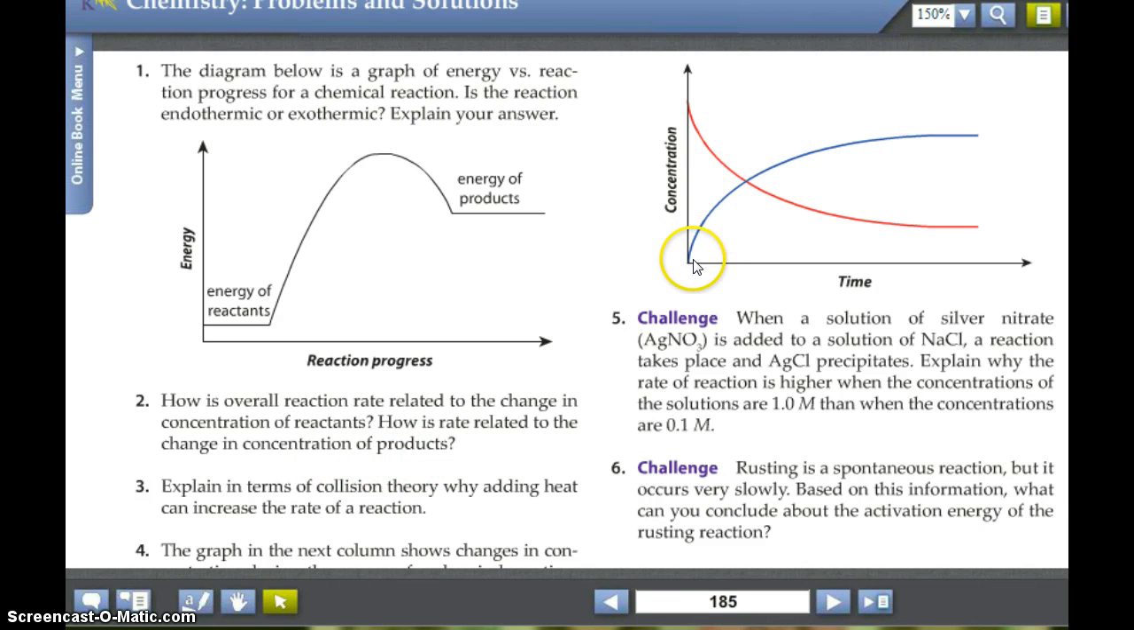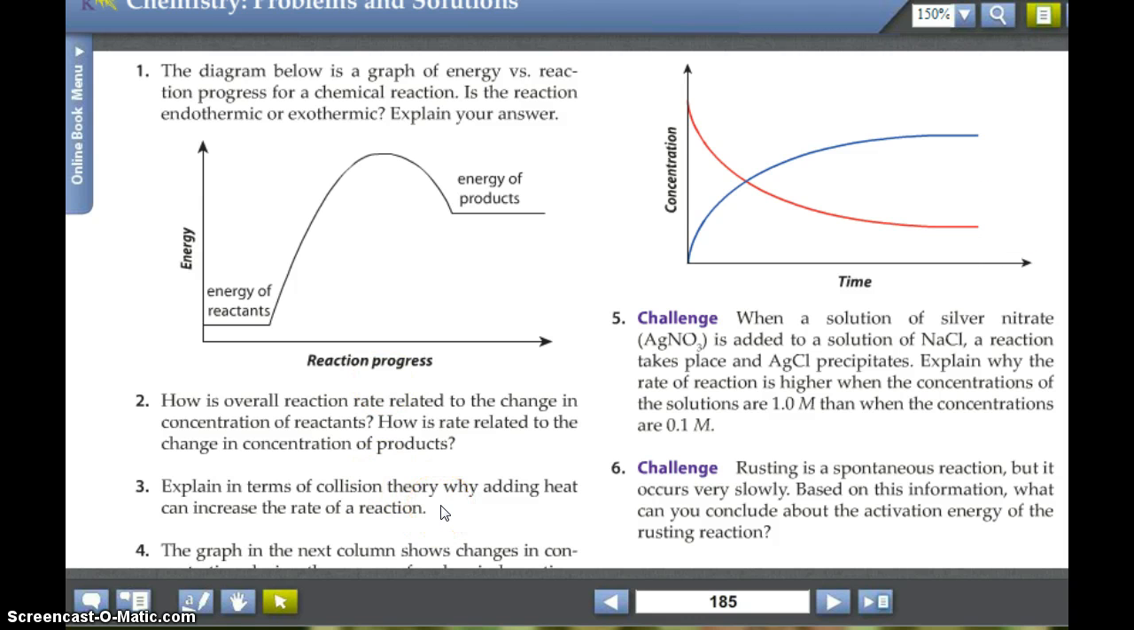And I could show this on this graph. Which line would be the products, the blue or the red? Products are going to increase over time, so it's the blue line. Reactants are going to decrease over time because they're getting used up.